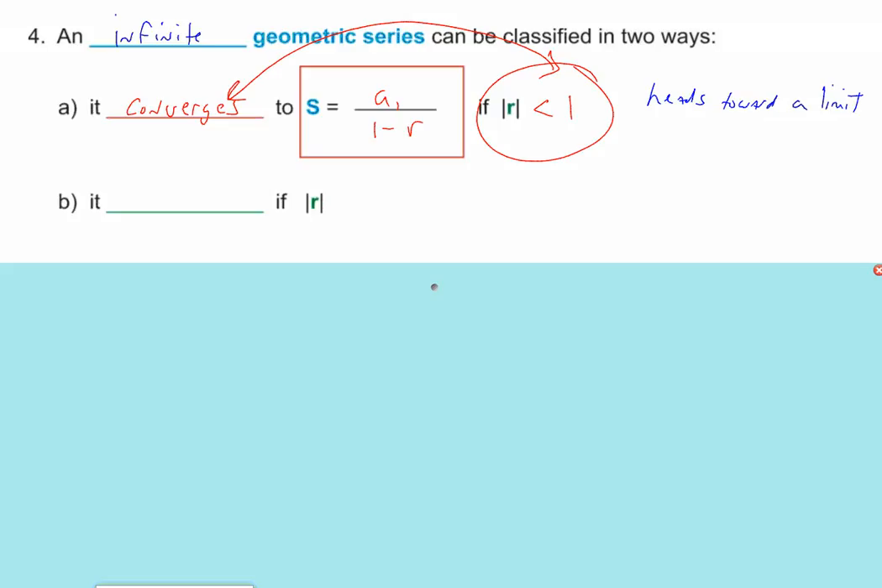The other possibility is if it doesn't converge, then it diverges, right? So diverges. And if converge is an absolute value of R less than 1, diverge has to be absolute value of R that is greater than or equal to 1, right? We don't want to leave 1 out there. 1 is kind of boring. What would be the series of an R equal 1?